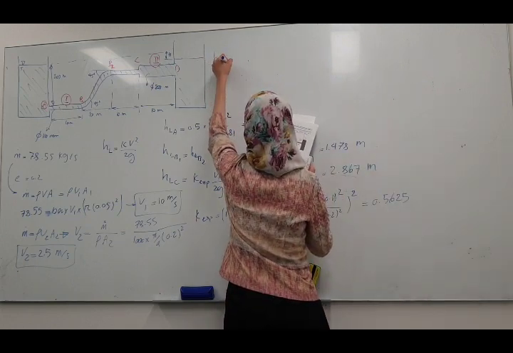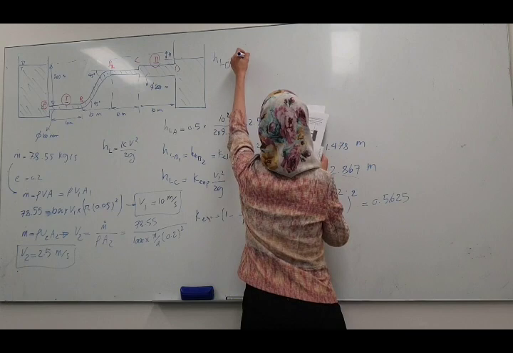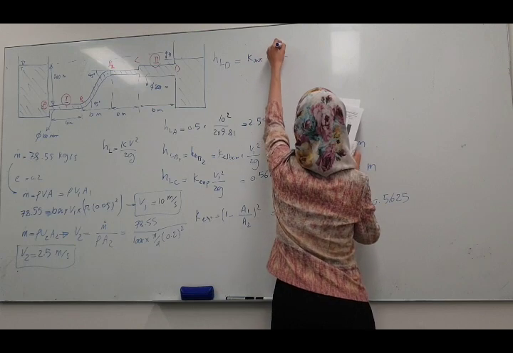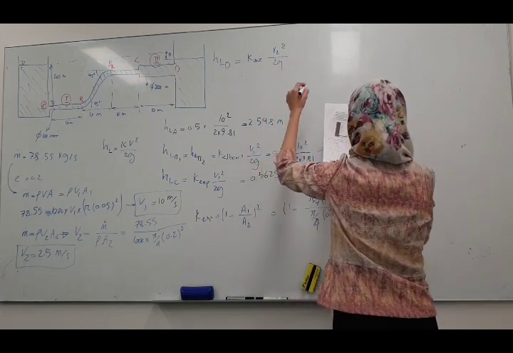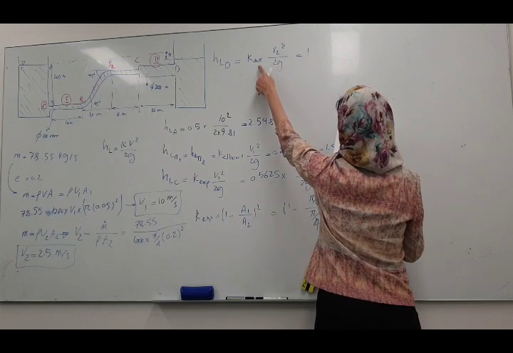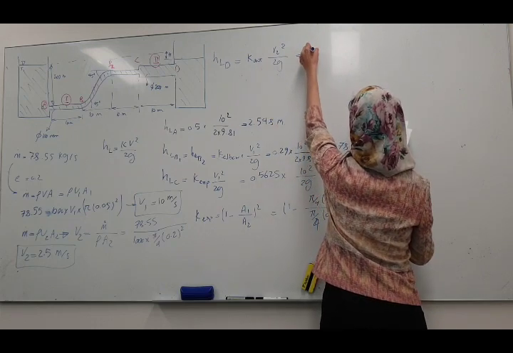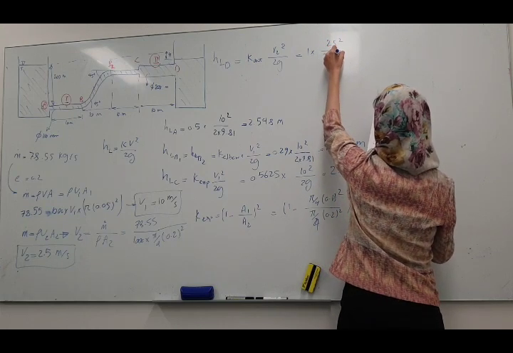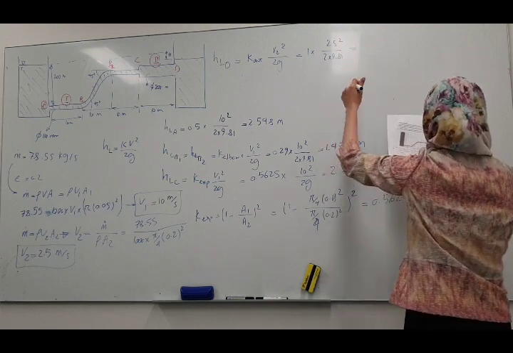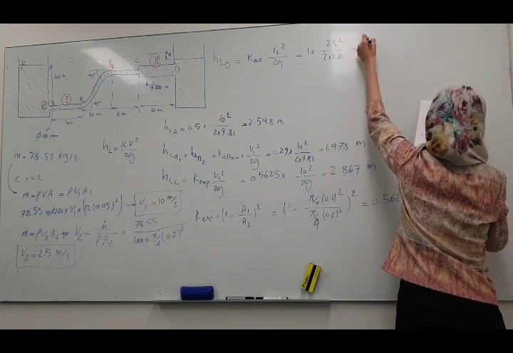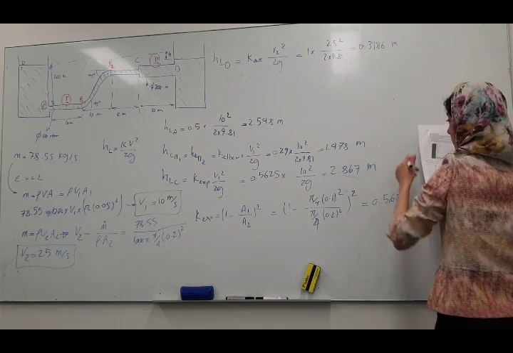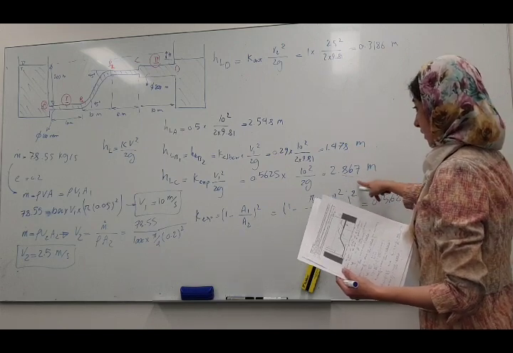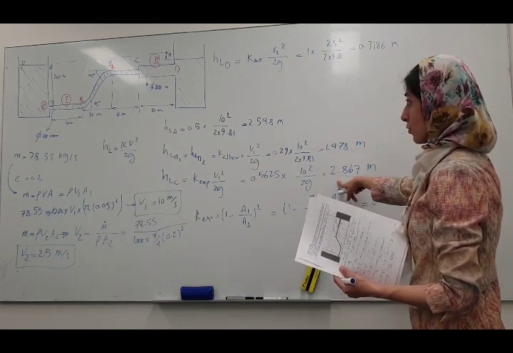Now HL for the D will be K out, or exit, V2 squared divided by 2g. Again, from the same table, the K out is 1, V squared is 2.5 squared, divided by 2 times 9.81, and the value will be about 0.386 meters.